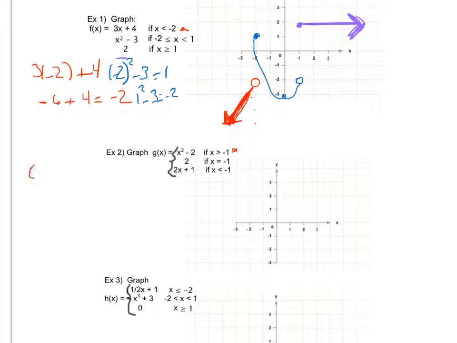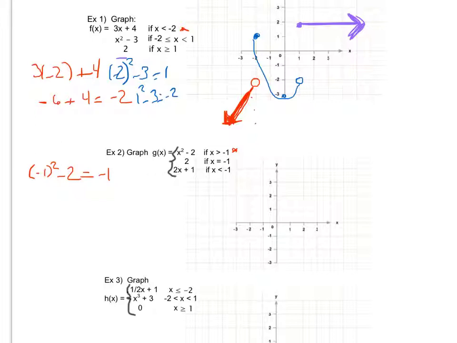So I'm going to plug -1 into that. -1 squared minus 2 is 1 minus 2, or -1. So when x is -1, it's very coincidental that this happened on both of them, that my y value was the same as my x value. That typically does not happen.